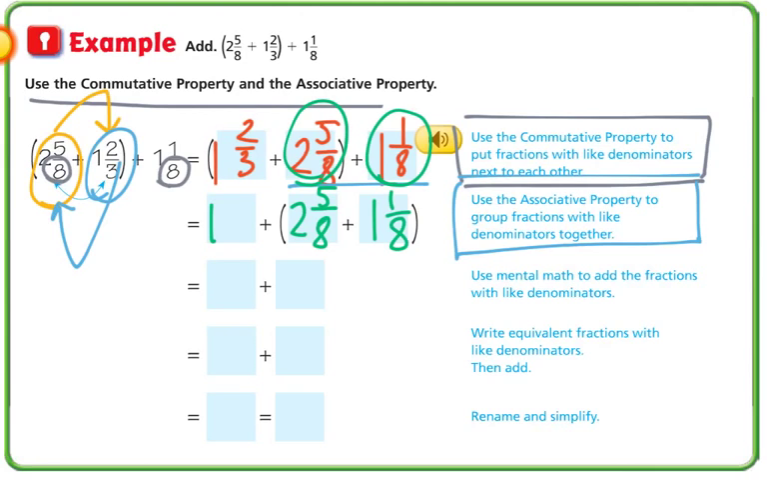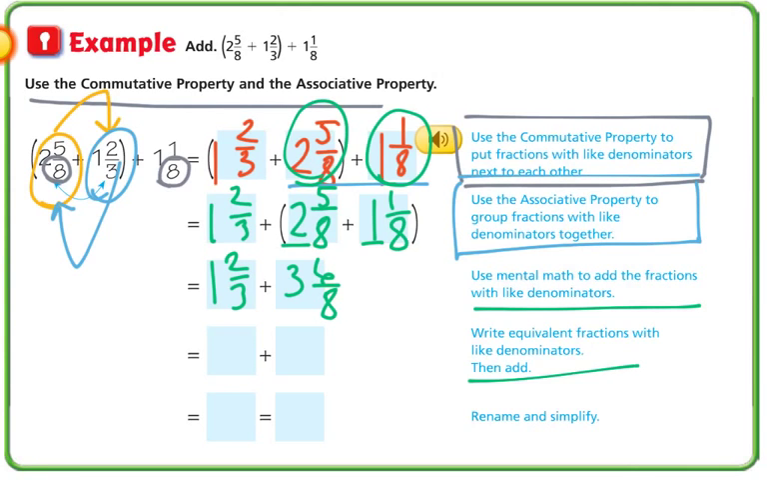And then we have the 1 and 2/3 outside. Next, it says use mental math to add the fractions of like denominators together. 2 and 5/8 plus 1 and 5/8. We have 5/8 plus 1/8 is 6/8. And then we have 2 plus 1 is 3. And now we bring down the other fraction.